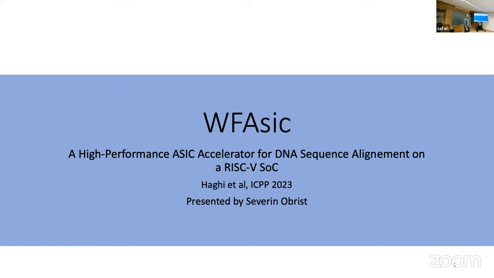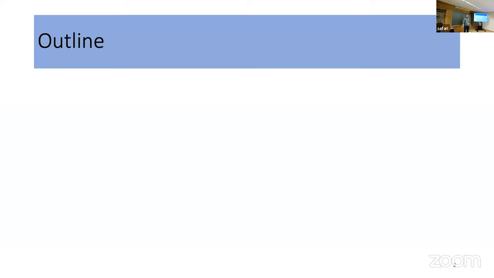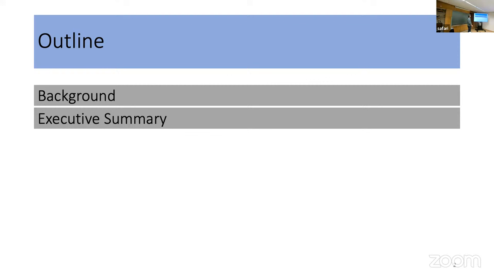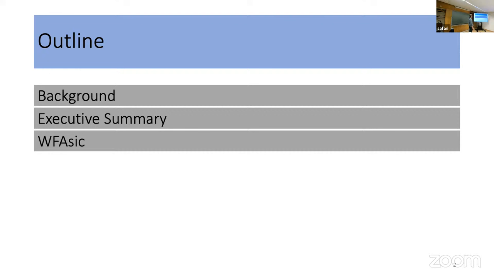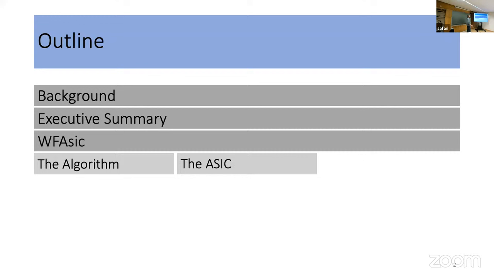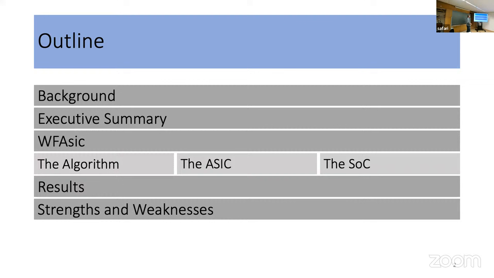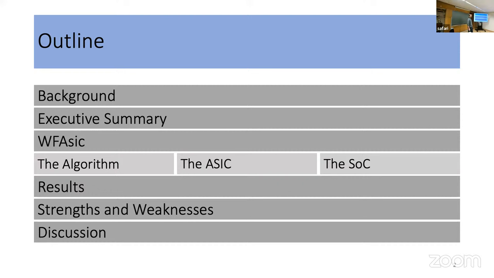To give you a quick outline, I'll give you some background on the technologies that are being talked about. I'll give you a quick executive summary of what this paper is all about. I'll talk about the WFAsic, the product itself, the algorithm they implemented, the ASIC they designed themselves, as well as the system on a chip as a whole. Then I'll give you some of the results of the paper, talk about the strengths and weaknesses I found, and we're going to end the talk with a little discussion.